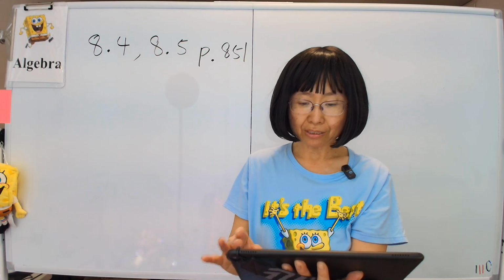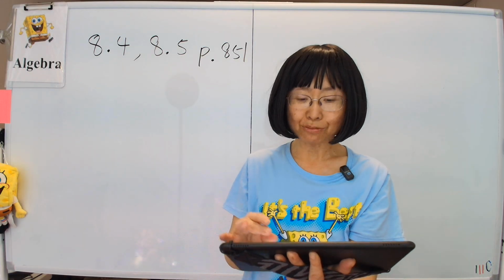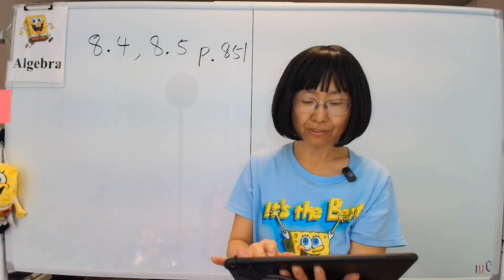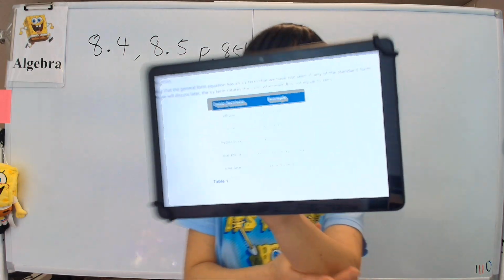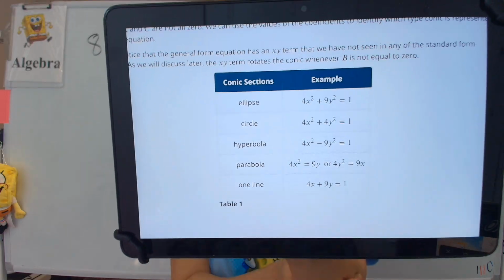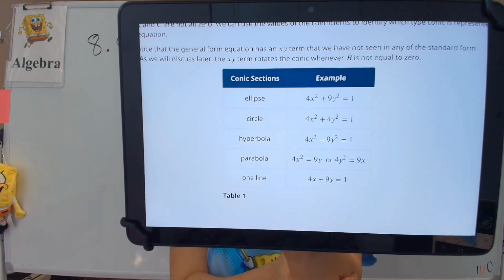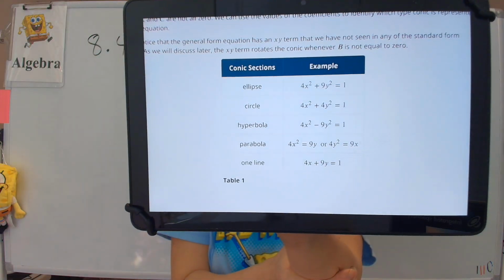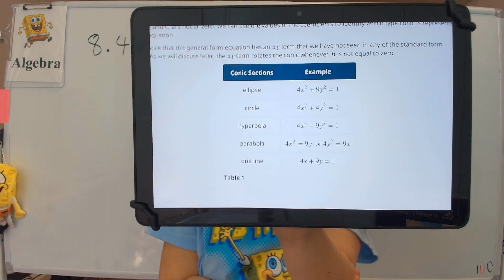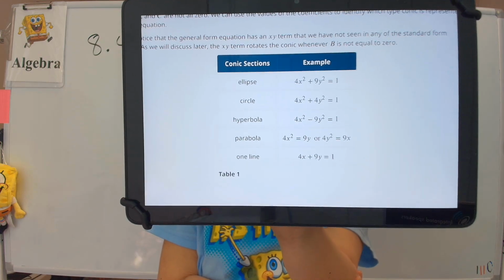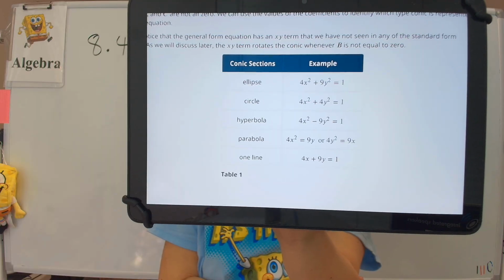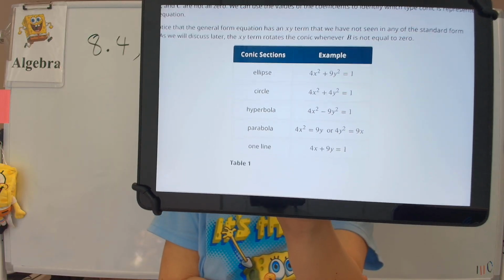So as a result, you have to summarize what we have learned in this section, and look at the bottom of page 852 where there's a chart where we have examples. The ellipse is where both coefficients of x squared and y squared are positive and it equals 1, something equals 1 in that form, that gives you an ellipse. A circle is a type of ellipse such that the coefficients of x squared and y squared are the same, and that gives you a circle.